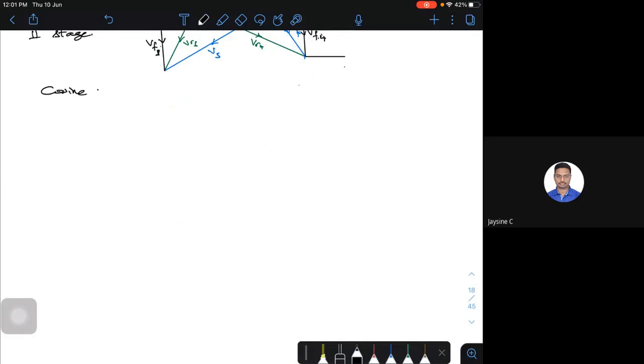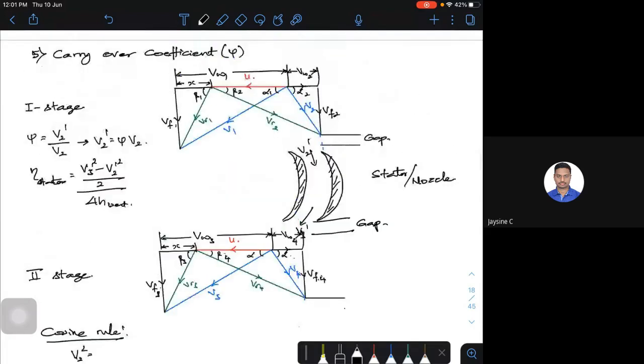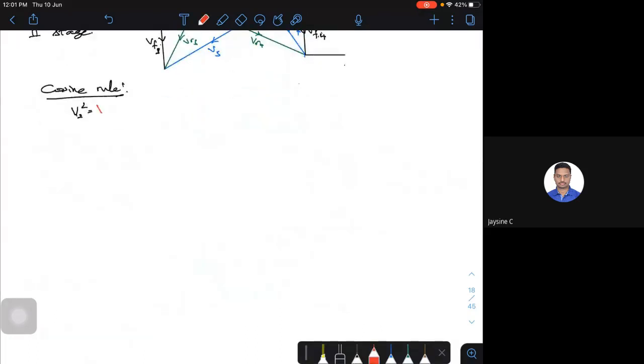So the cosine rule: if I consider the exit velocity triangle, V2 square is equal to VR2 square plus U square minus 2 into VR2 into U into cos beta 2. I am going to reference with respect to this angle. So VR1 square is equal to V1 square plus U square minus 2 into V1 into U into cos alpha 1. I am going to consider this angle. So with that reference, I will write using the cosine rule.